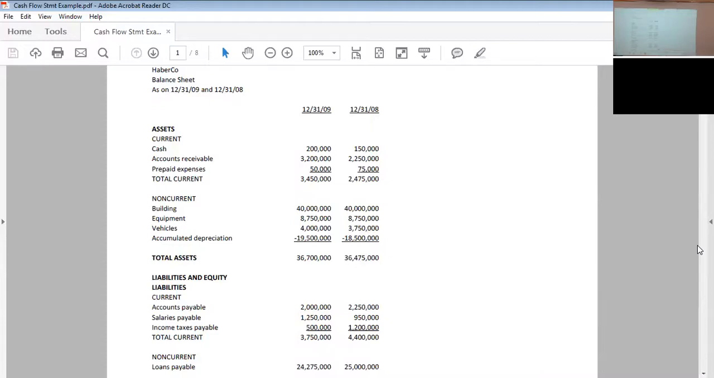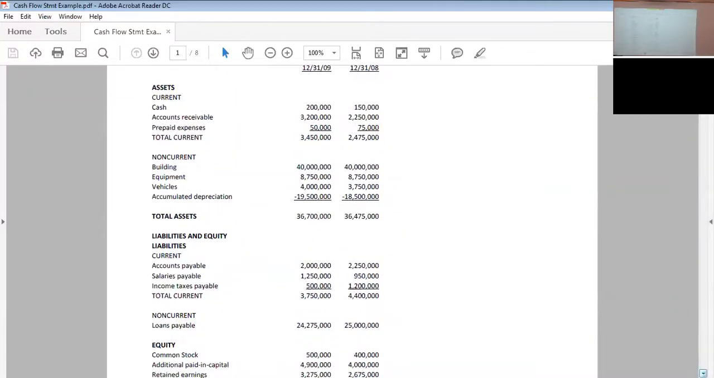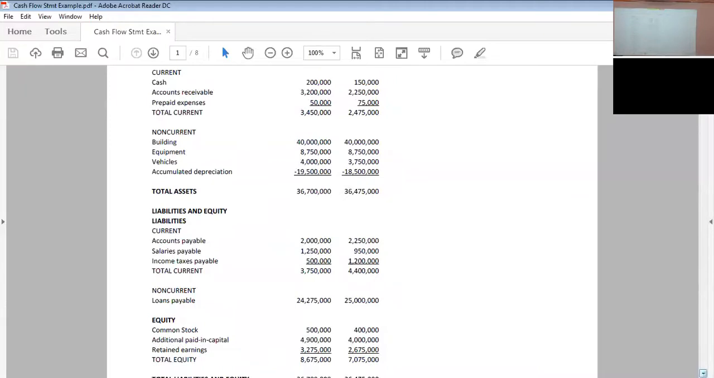So I made up this statement a while ago, and someday I'll update the years. But the idea is it's a comparative balance sheet, last year and the current year. What we have are current assets: cash, accounts receivable, prepaid expenses, total current, non-current assets, building, equipment, vehicles, accumulated depreciation, total assets. We have liabilities and equity, current liabilities: accounts payable, salaries payable, income tax payable, loans payable is non-current, and then equity.